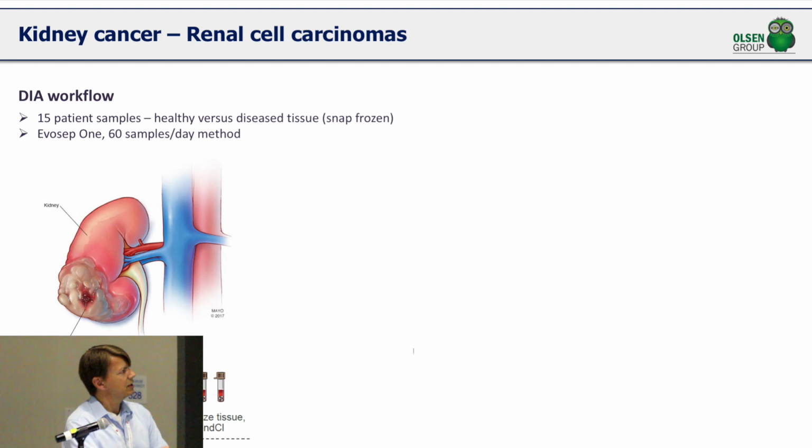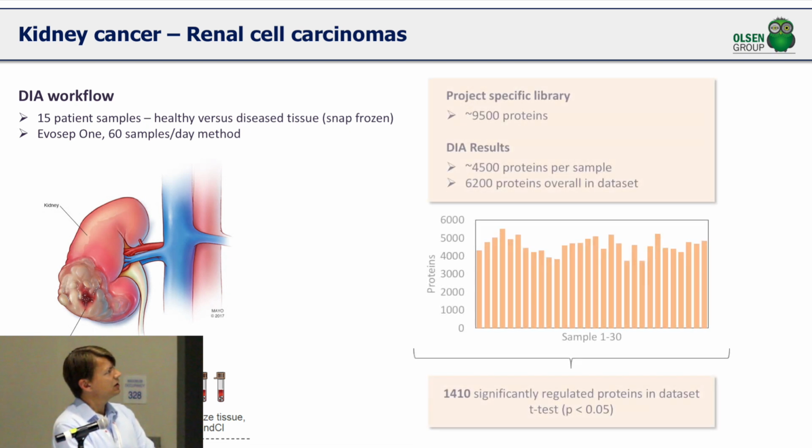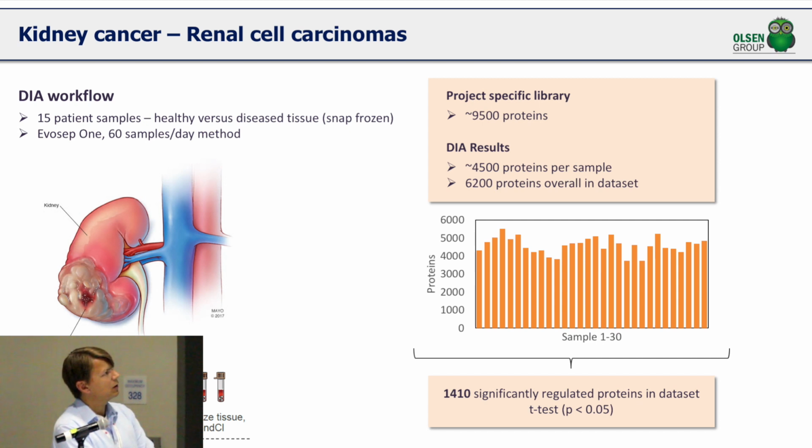Of course, we're also interested to apply the systems now in more disease-related applications. So we're involved in a number of EU networks where we are analyzing different tumor samples. And this is one of them, where we look at kidney cancer, where we compare healthy versus diseased tissue that was not frozen from the same patients. And again, we can use the EvoSep One system with the fast gradients.